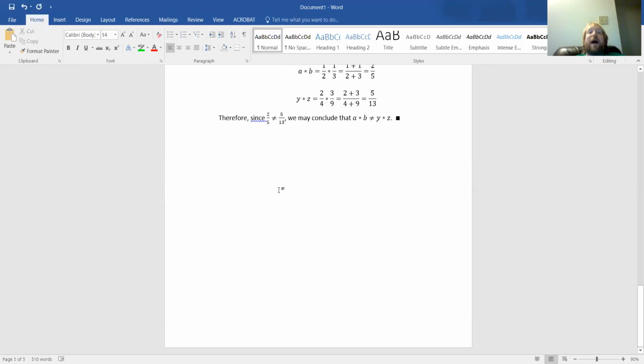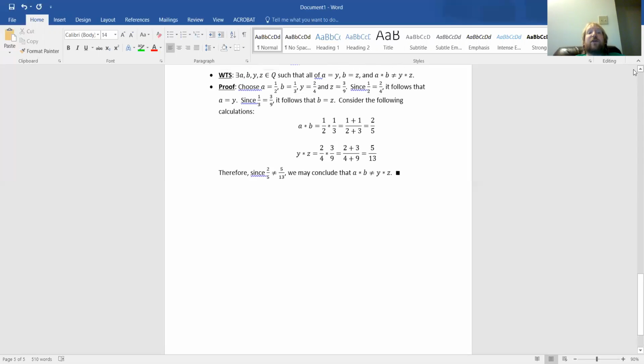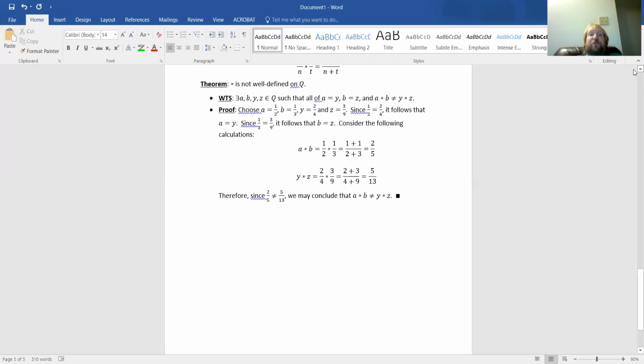Some things to keep in mind here are that you need to know the definitions, because the definitions tell you how to write the proofs. Knowing what it means for an operation not to be well defined tells you what you need to do to prove an operation is not well defined. You need to choose A, B, Y, Z in Q. You need to argue that the A that you chose equals the Y that you chose, and the B that you chose equals the Z that you chose. Then you need to calculate A star B and Y star Z and argue that they aren't equal to each other. The definition provides a roadmap for being able to write the proof.